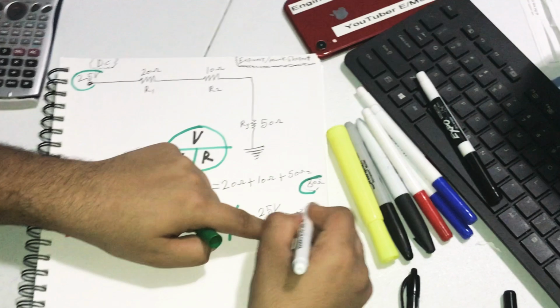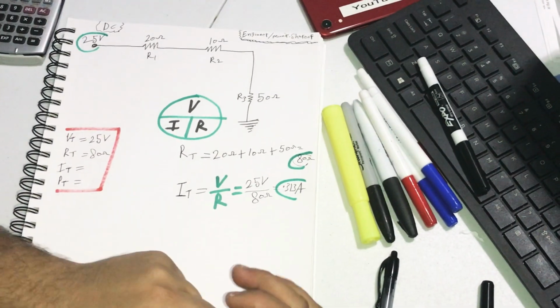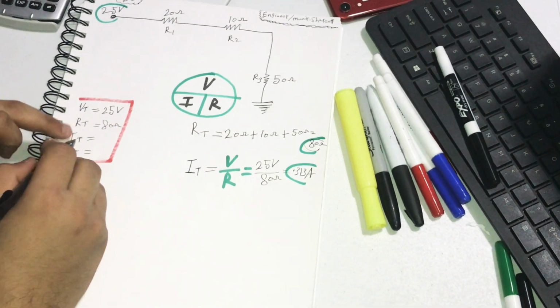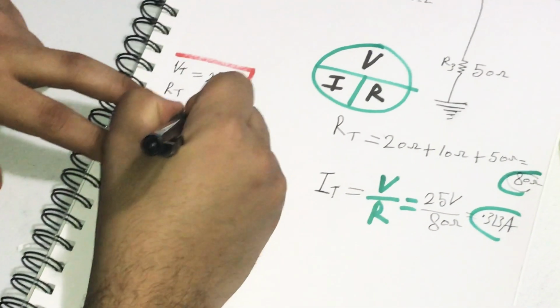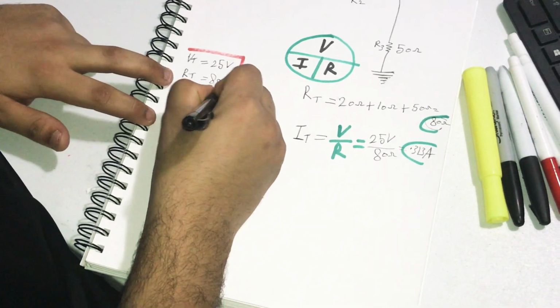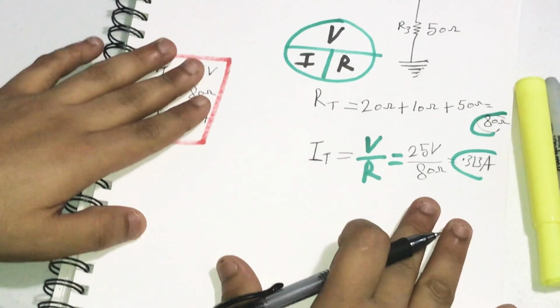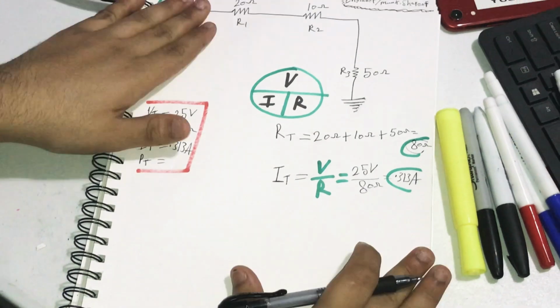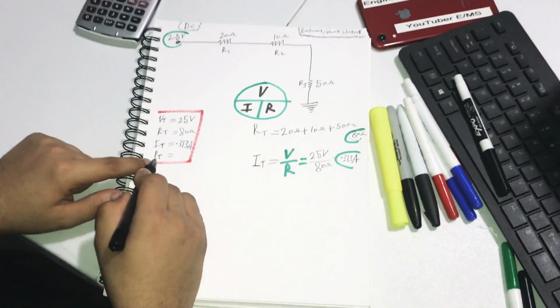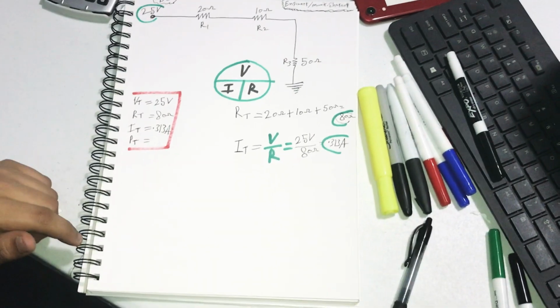Alright, see right here. That's the ohms. That's the amps. We're going to put the amps right here, because the question is asking you to find the amps. 0.313 amps. I hope you understand. It's very clear. Let's do the next step, the power, the watts.